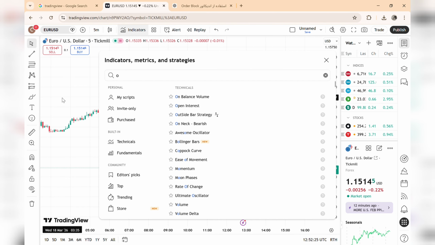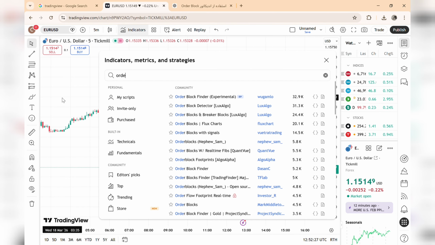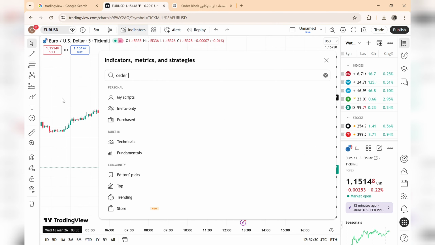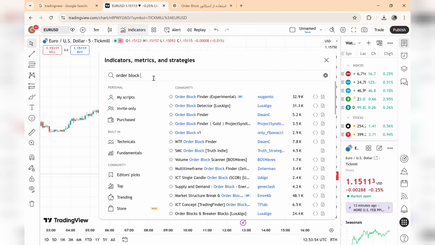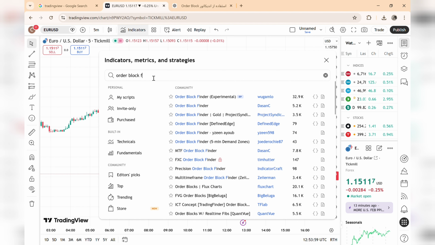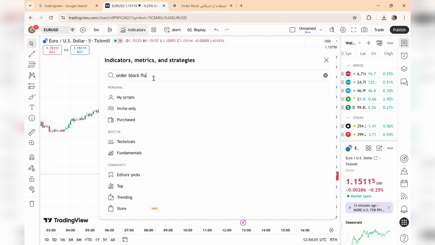Now, let's start with the colored zones. The green zones represent bullish order blocks. This means large buyers stepped into the market at that level, and price moved up strongly from there. So when price comes back to this area, there's a high probability it may bounce again.